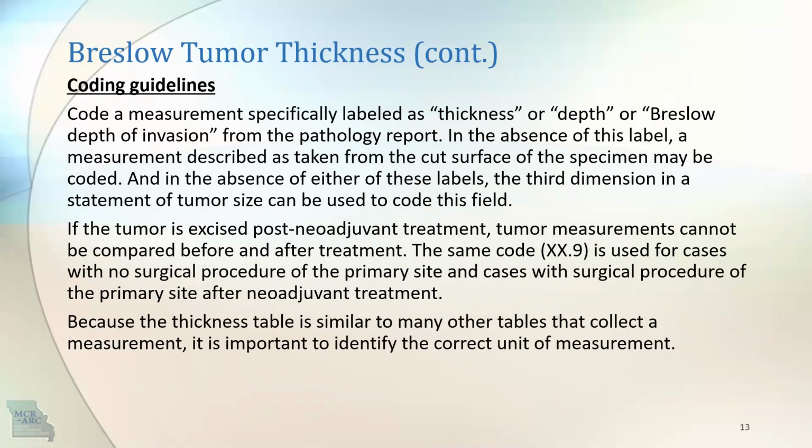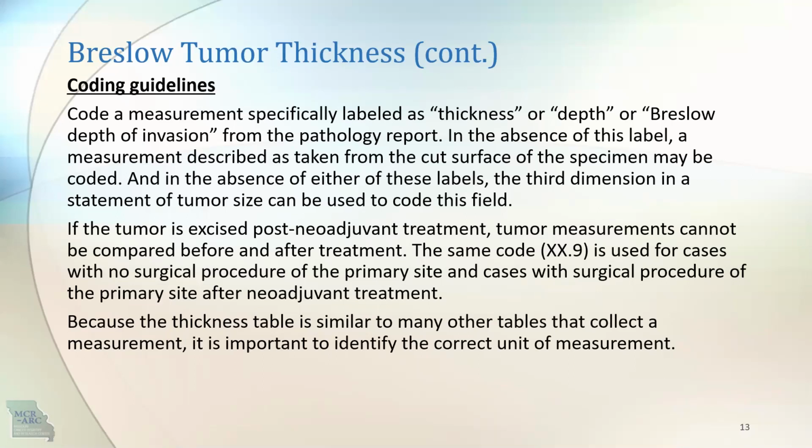Coding guidelines for Breslow tumor thickness. Code a measurement specifically labeled as thickness or depth or Breslow depth of invasion from the pathology report. In the absence of this label, a measurement described as taken from the cut surface of the specimen may be coded. And in the absence of either of these labels, the third dimension in a statement of tumor size can be used to code this field.